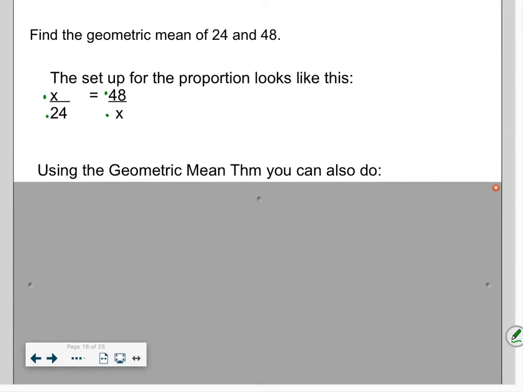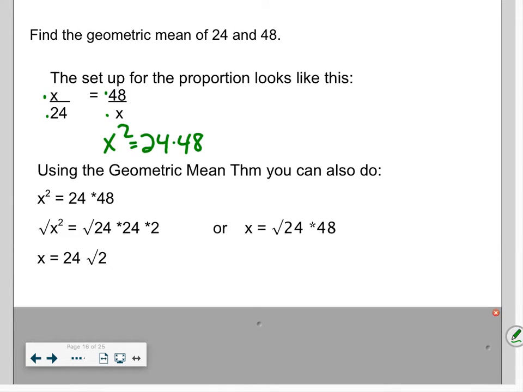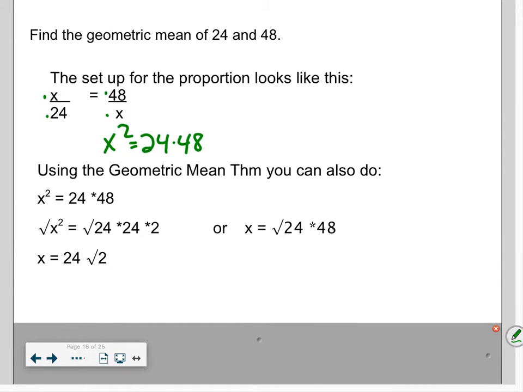You can solve that, but if you use the geometric mean theorem, when you cross multiply, you get x squared equals 24 times 48, which is what the geometric mean theorem says. If we're going to look for what x is, we take the square root of both sides. I split 48 into 24 and 2 and was able to pull out a radical, the 24, leaving square root of 2. This is the geometric mean. As you can see, we're using a lot of radicals in here.